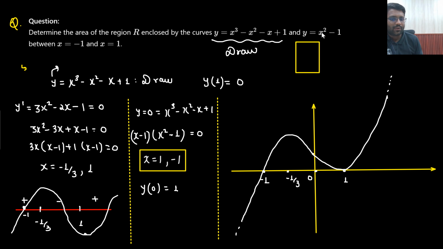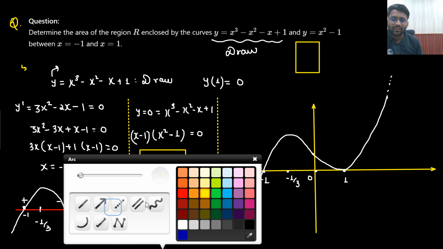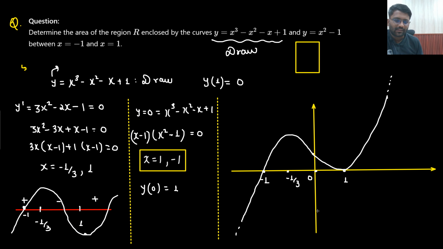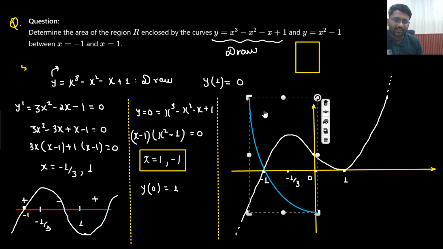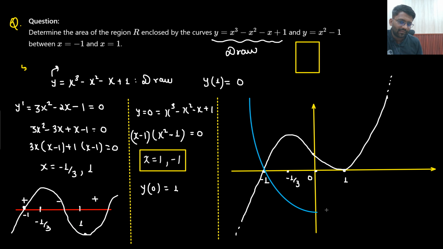X square minus 1, you would know that this graph would become 0 at x equals plus minus 1. So the graph of x square minus 1 would look somewhat like this. They may cut again, but my matter of concern is, sir, these two graphs are going till infinity, no? So they may cut again somewhere. But I don't care about it.